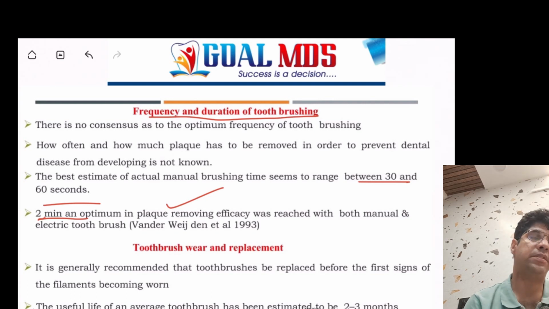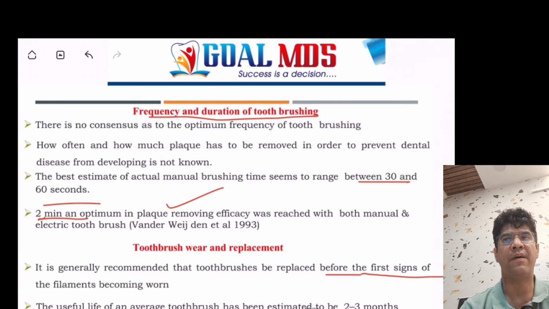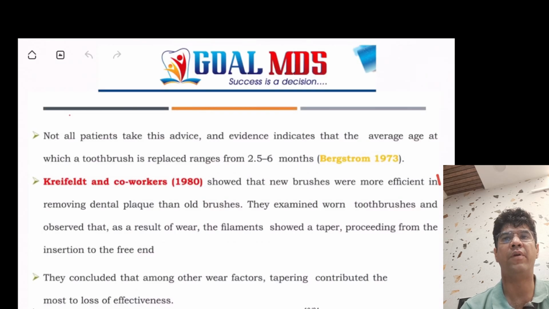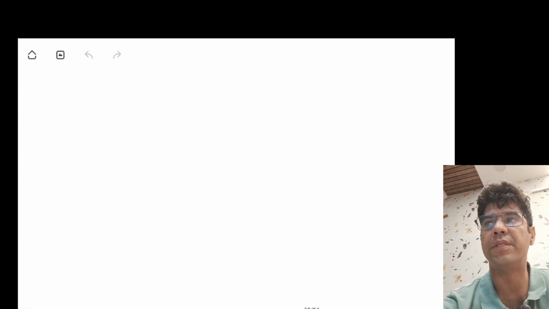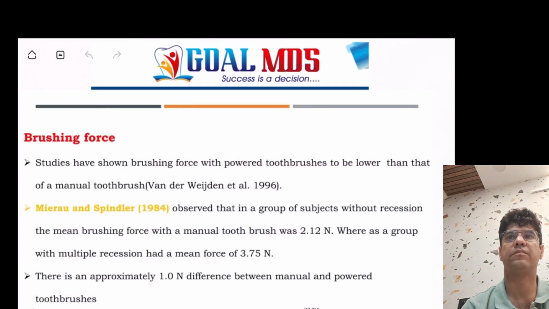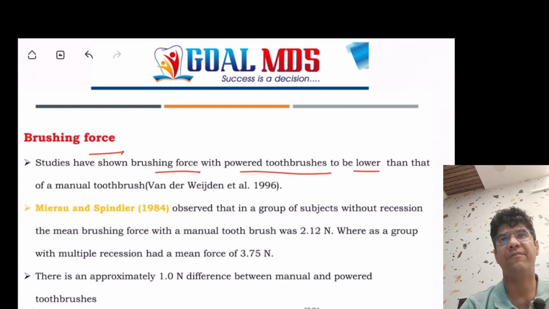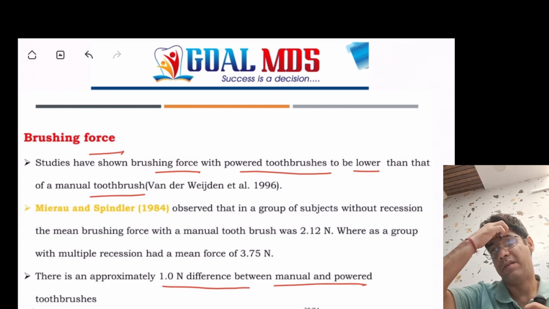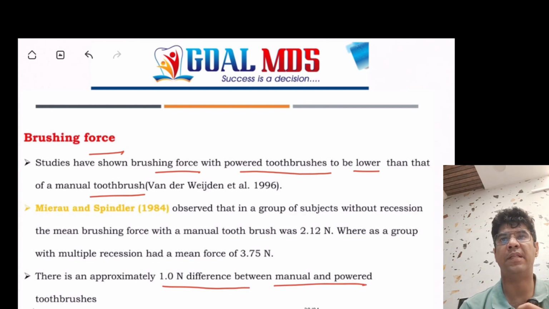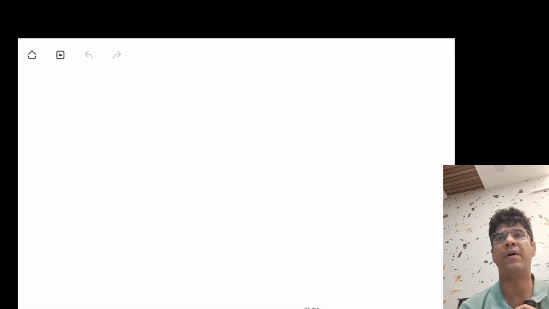So you have to change your toothbrush every 2 to 3 months, or before that at the first sign of the filaments becoming worn. Just change your toothbrush. Brushing force with the powered toothbrush is lower than that of a manual toothbrush, and the force difference between the manual and power toothbrush is 1 Newton.